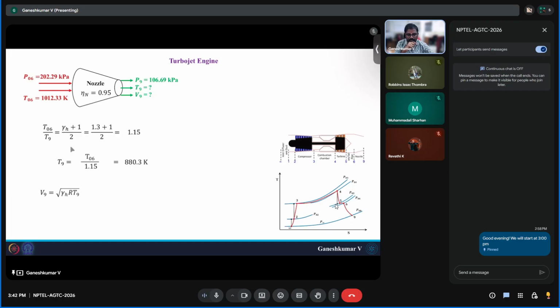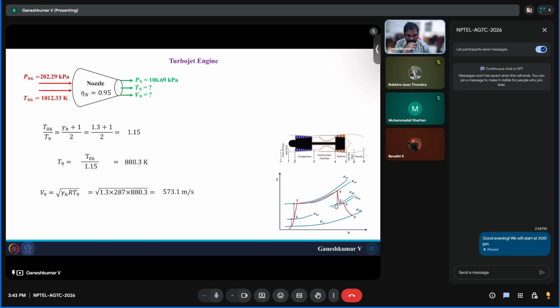And since you already know T9 and you know gamma H, you can basically find out the velocity. The only problem here is this R, the gas constant of air. So I took the gas constant of air. Sometimes in a problem they will give the gas constant of hot flue gases also. At that time you cannot use this 287. You have to use that gas constant, because the properties have changed once it has gone through the combustor.